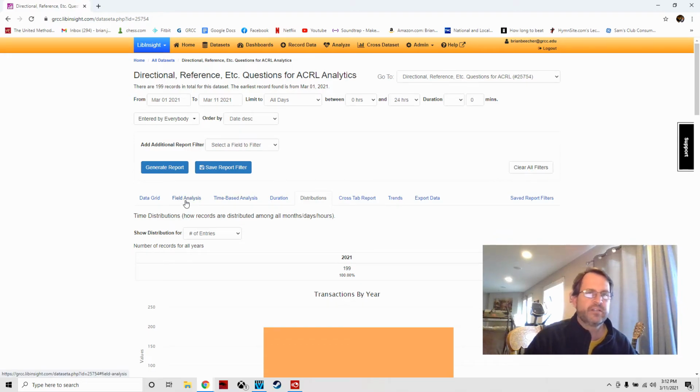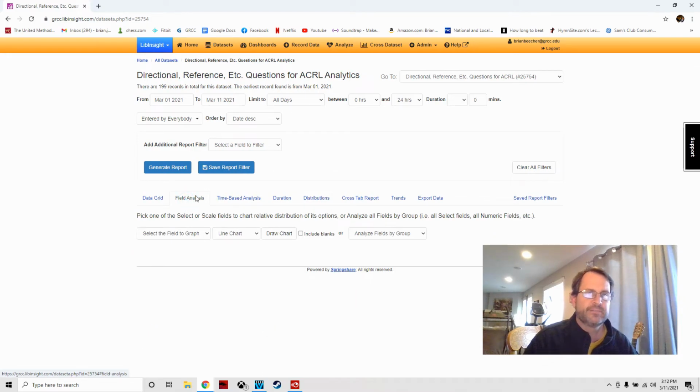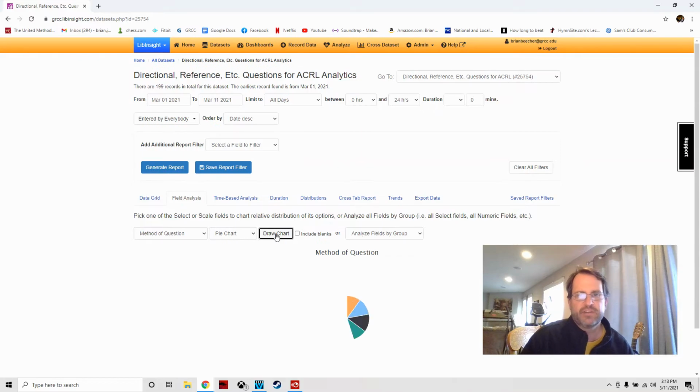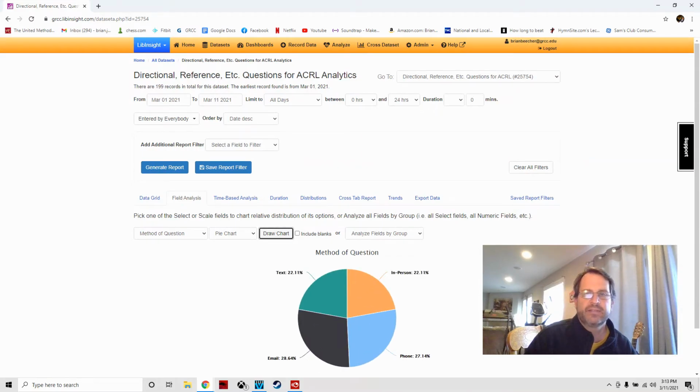So to do that, we need to look at the different fields. We're going to go into field analysis, and I want to see what was the method of the question. How did it come in? Was it in person? And I like pie charts. I think they're easier to read for me. And I'm going to have it draw a chart. So this is everything that has been asked since March 1st.